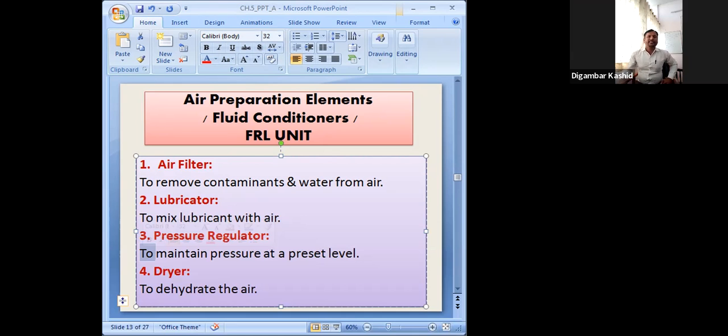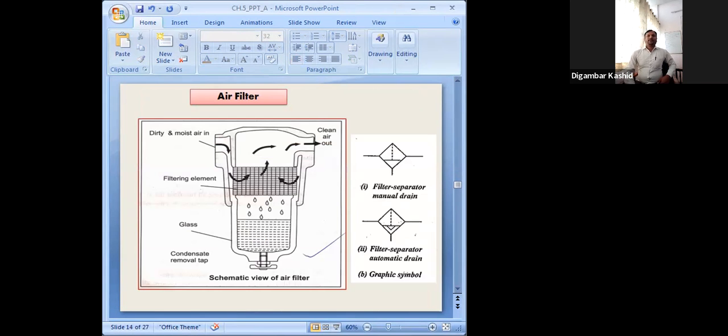Getting it? And then to mix the lubricant with the air, we need this oil lubricator unit. Okay, and to dehydrate the air, we require this air dryer. Getting it? Now one by one we'll go. So this is a schematic diagram of an air filter. Okay, so what is the purpose?